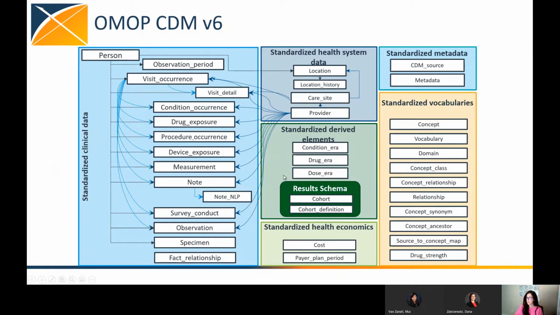We've got some standardized derived elements where we create eras around how long someone might have a condition, how long they might be exposed to a drug ingredient, that sort of thing. And then we've got some health economics tables, and you see the vocabularies right here on the right-hand side, which is really the backbone of the model and how we can fully standardize and implement network studies across our huge international network.